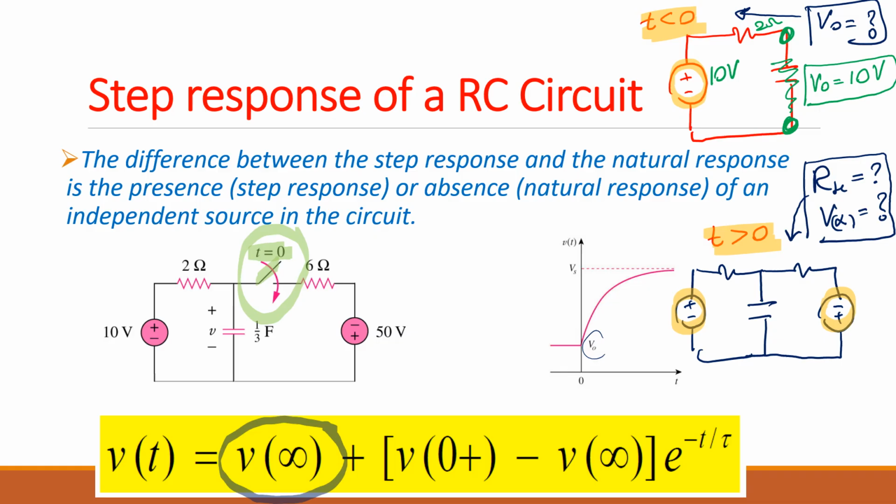Now can you find the voltage across the capacitor when the time is more than 0? You use that circuit here. So this is across these 2 points. So we have 2 ohms and we have 6 ohms.